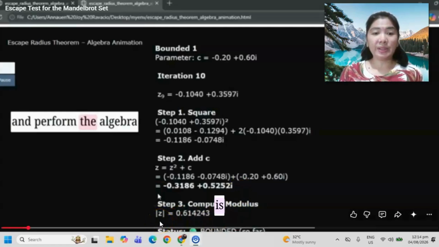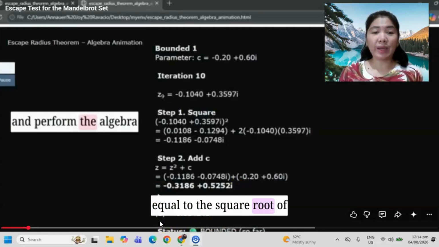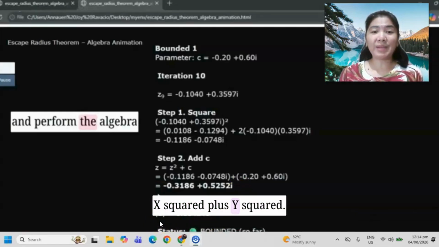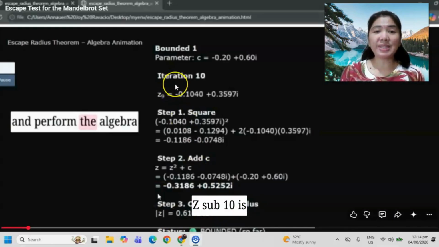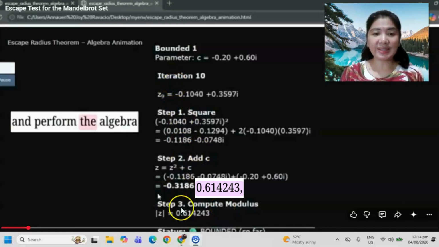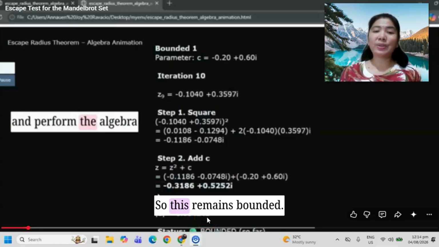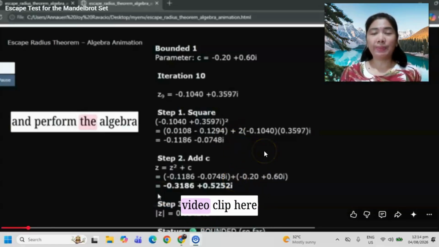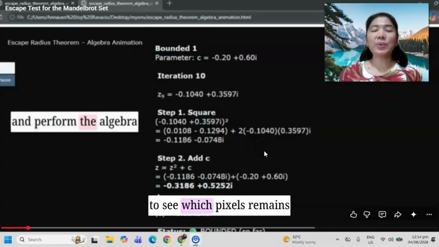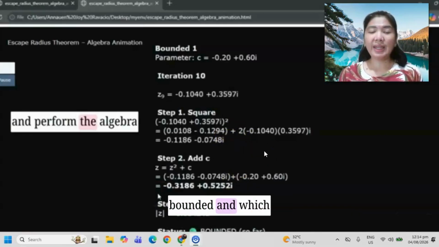The modulus of z is equal to the square root of x squared plus y squared. So for this case, the modulus of z sub 10 is 0.614243, which is less than 2, so this remains bounded. So let's go through this video clip here to see which pixels remain bounded and which ones escape to infinity.